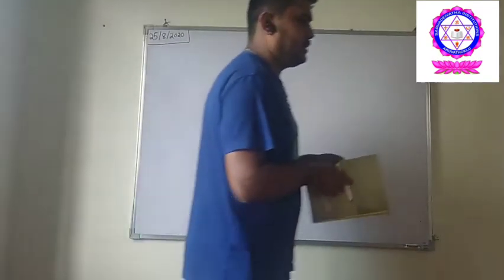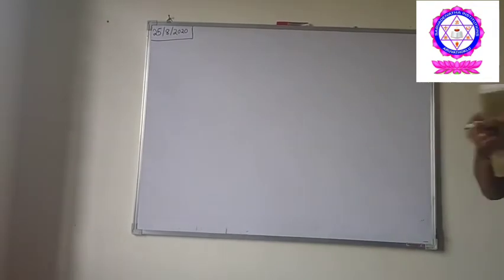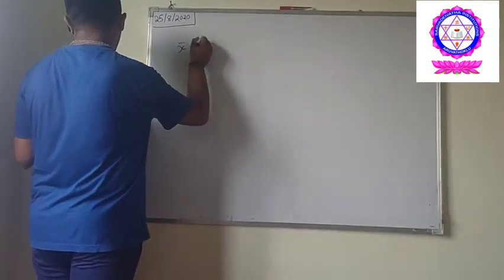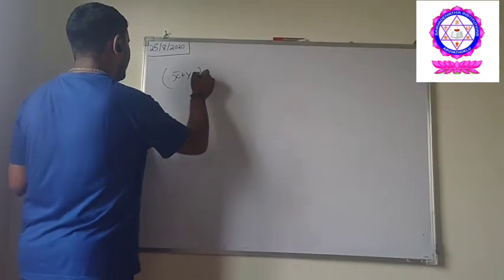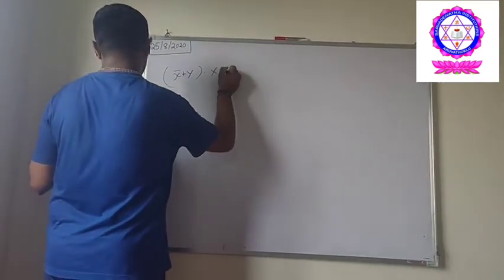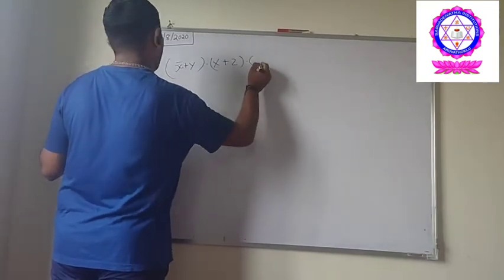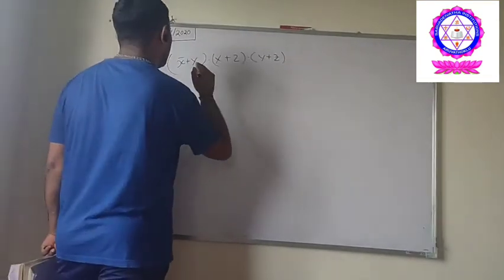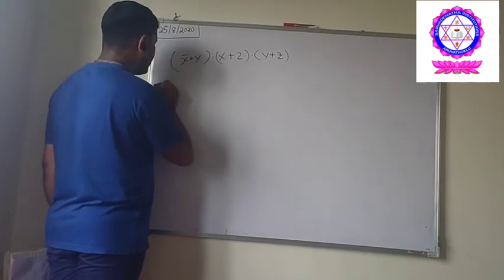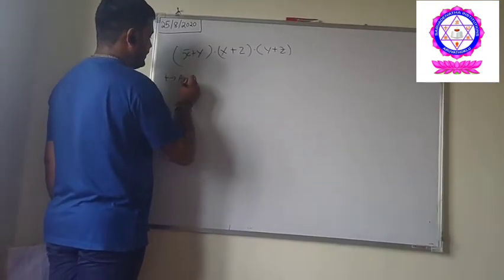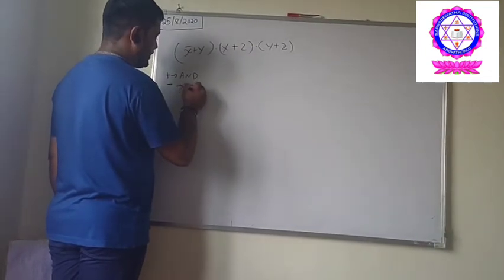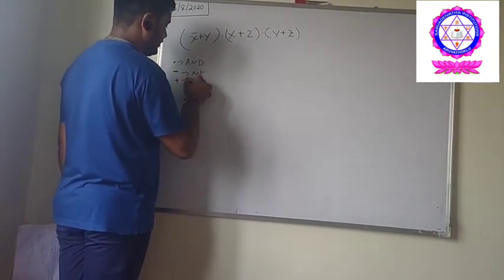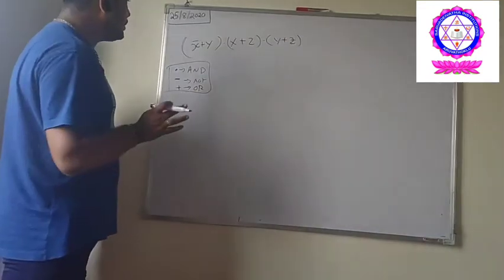Now let me take an example so that you will understand more clearly. My example is x bar into y, into x plus y, into x plus z, into y plus z. What do you find over here? You find three gates. Bar means it is a NOT gate. Into means AND gate. Plus means it is an OR gate. Only these things you find.